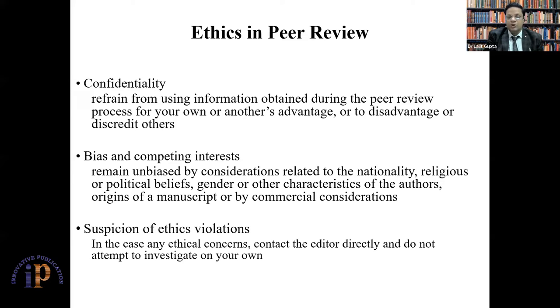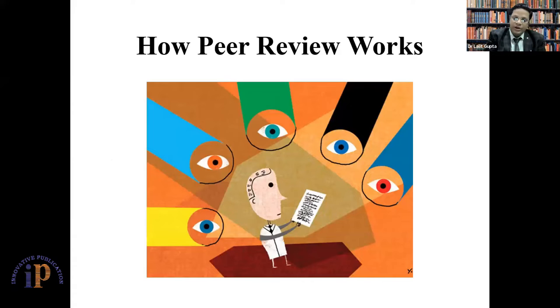And last but not the least, suspicion of ethics violation. In case the reviewers feel that any ethics is violated during the preparation of the manuscript or conduction of the methodology, they should contact the editor directly and not attempt to investigate on their own. Their work is just to inform the editorial office that it shows some ethical violation, and the rest will be taken care of by the editorial office. So this is the brief summary of the role of peer review and how it works.